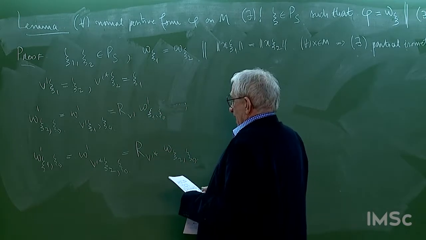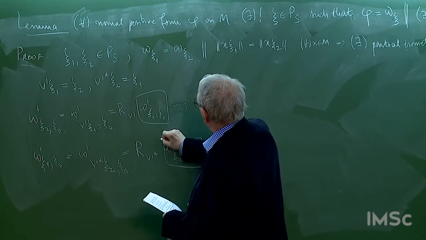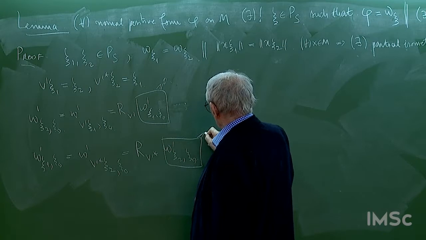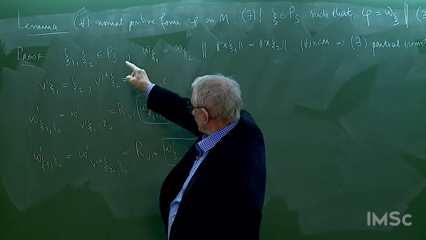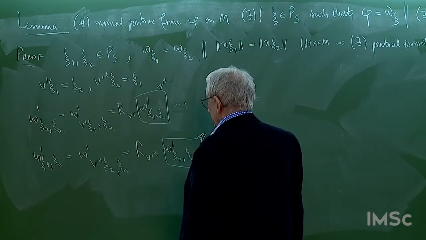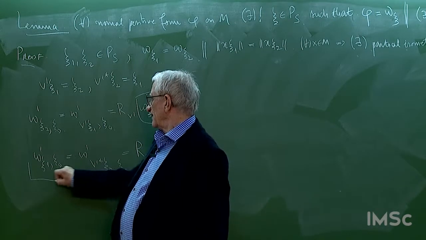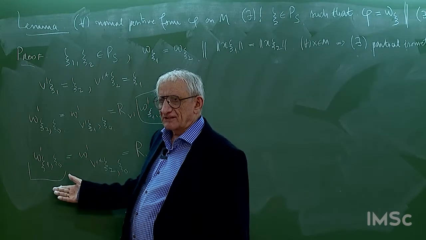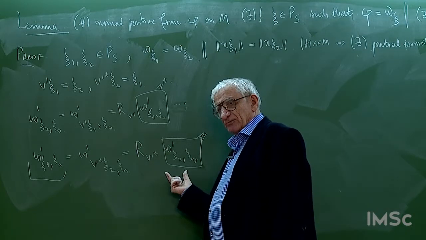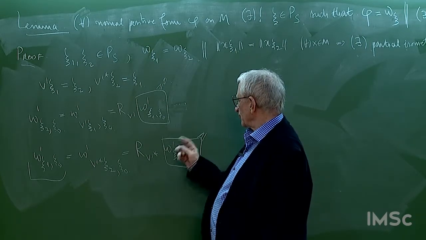Now, this and this are positive, prime also here are positive because psi 1 and psi 2 are in P sub S. Okay. And now by the uniqueness of the polar decomposition, now what is this? This is a normal linear functional, which is written as a partial isometry times a positive form. And the partial isometry has the initial projection equal to the support of this.